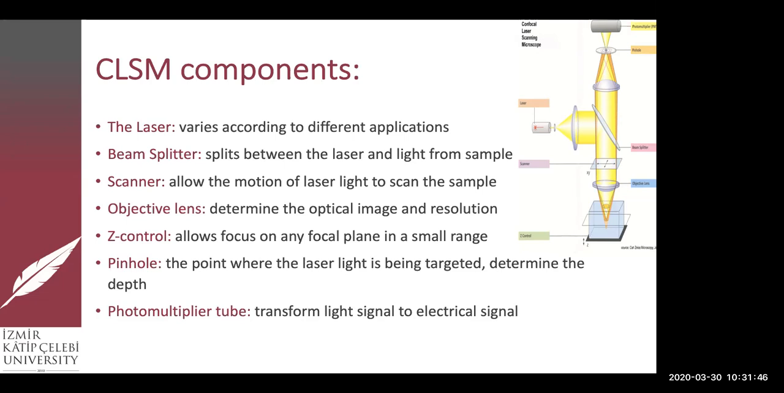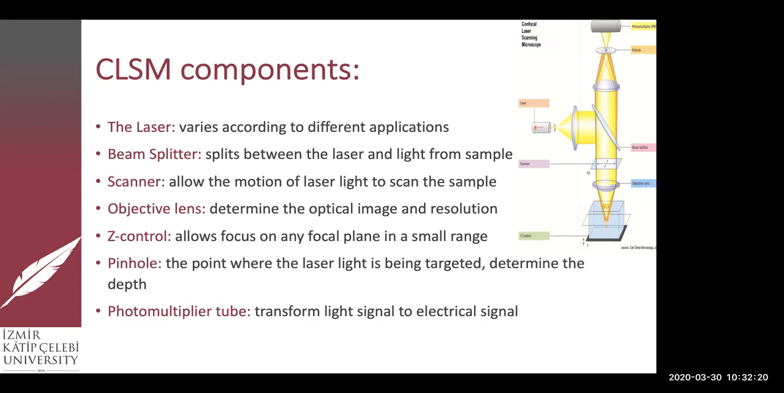We have an objective lens, which determines the optical image and resolution. We have the Z control. This Z control is the stage where the sample is put, and it allows the movement of the focal point in a small range. As I remember, it is 1 micrometer. We can move it in a 1 micrometer range. We also have the pinhole.